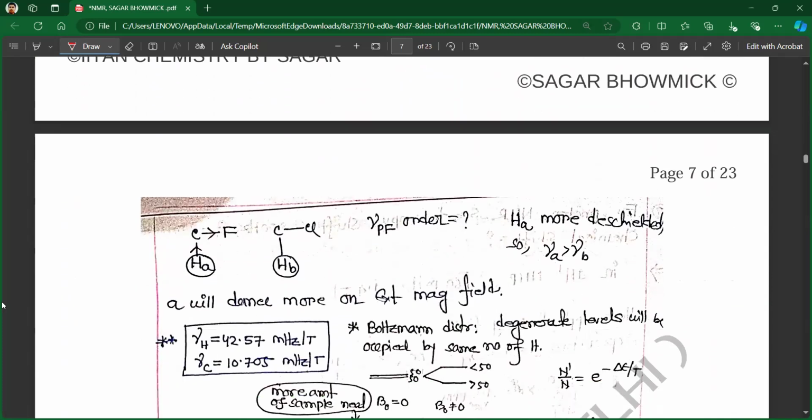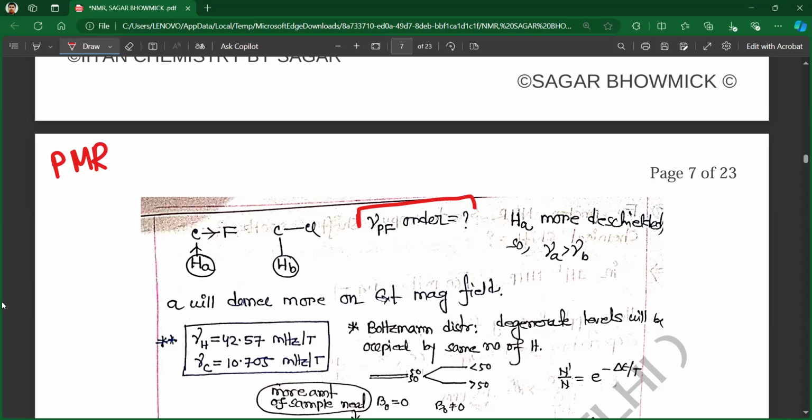Now, suppose I have two systems: carbon, hydrogen, and fluorine, and carbon, hydrogen, and chlorine. Let's see. The question is about the precessional frequency order. This is HA, this is HB. We are reading proton magnetic resonance, so we will be observing protons only.